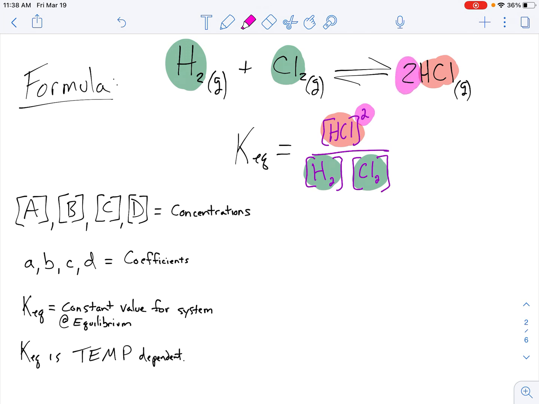I've listed all that information out for you there, and we can also see some important information about temperature. So first of all, KEQ is a constant value for the system at equilibrium. So when your rate of change, forward and reverse, is the same, that's when we can calculate KEQ. And it is temperature dependent. So if I change the temperature, I'm going to change my KEQ.